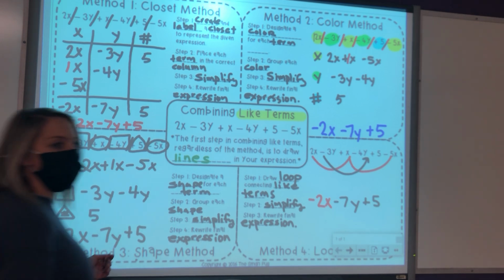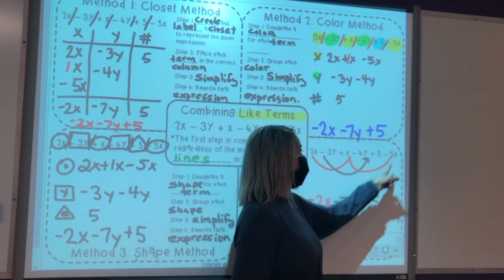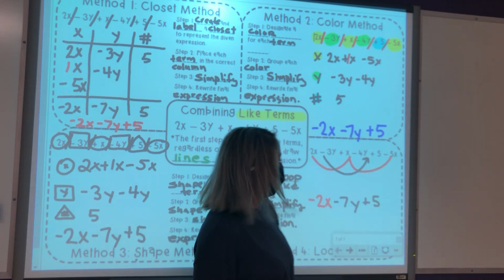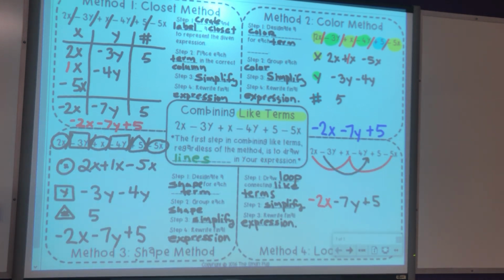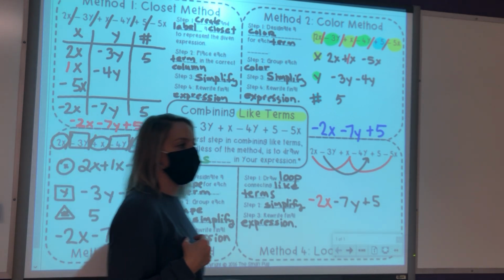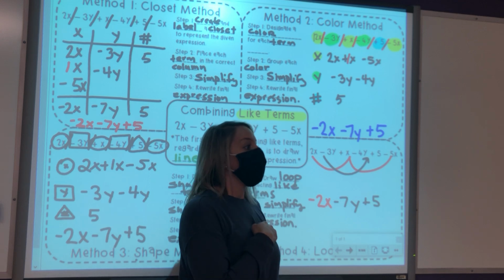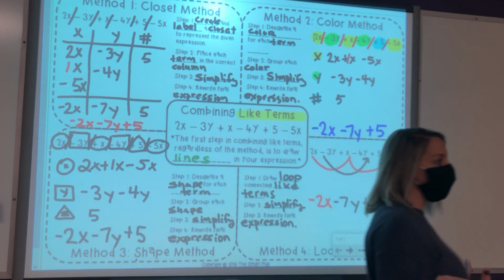So, this loop method, we're just looping together what goes together. Again, just a different way. How do we feel? Up, down, middle? Pretty good. I feel like it's either the closet or the color method. It's either the closet or the color method for you, and that's okay, Tucker.